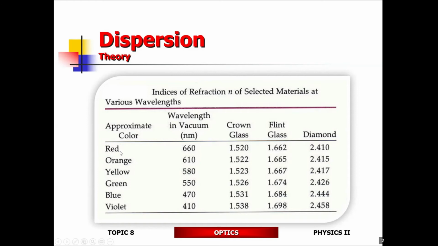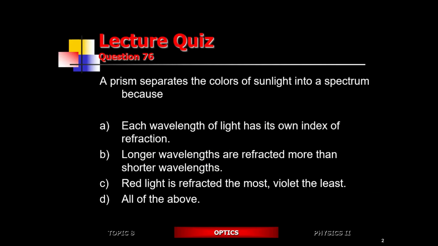All right, index of refraction. Let's just go over some of the numbers. For red, it's 1.52, and for violet, it's going to be 1.53. Which means that violet is moving more slowly through the material than red does, and red is moving faster than violet. So different wavelengths will experience different indices of refraction, which means that they will move at different speeds. Okay, pick out the best answer.